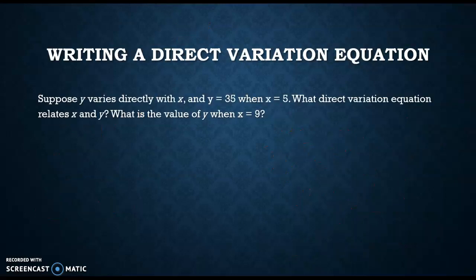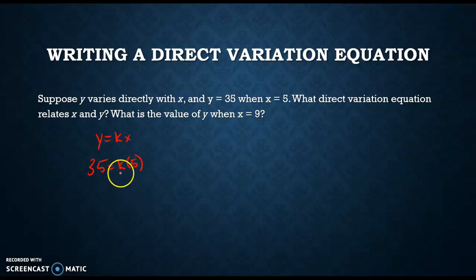All right, so writing direct variation from an equation. So suppose y varies directly with x. When you read that, or something varies directly with something else, whatever varies is always going to be like our y, and then the directly with, that's our x. So knowing that, we know we have y equals kx. Y is 35 and x is 5. So I'm going to plug those in. 35 equals k times 5. What direct variation equation relates x and y? And then we are going to find a value after we find that equation.